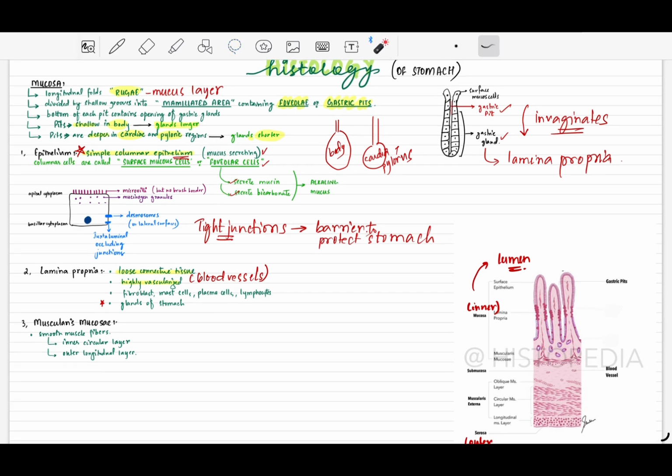Then we have the muscularis mucosa. It's also a smooth muscle fiber layer which consists of an inner circular and outer longitudinal layer. Now the function of this is that it compresses the gastric glands, and as a result it helps them expel the secretion into the lumen.